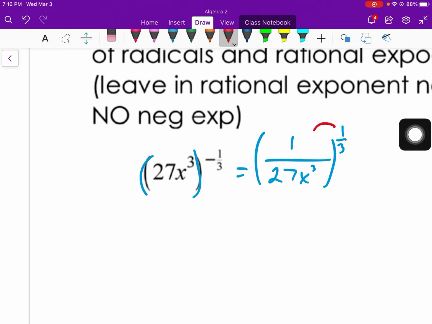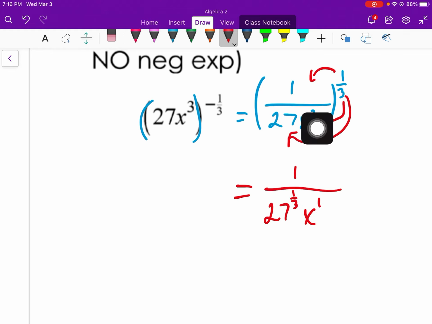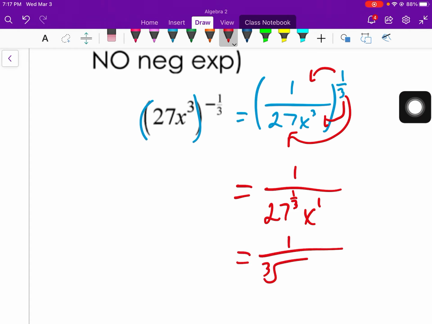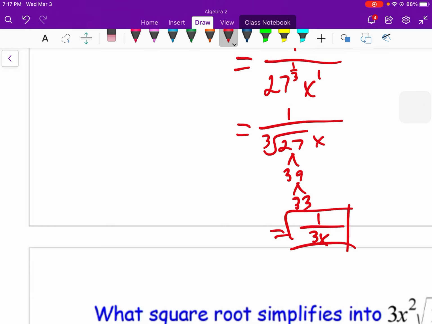Now we have a quotient to a power, so we can distribute the quotient to the top and the bottom. 1 to the 3rd power would still be 1. We'd have 27 to the 3rd power and x to the 1st, because it'd be 3 times a 3rd. 27 to the 3rd is the same thing as the cubed root of 27. So we need 3 factors. These should start to look familiar. So we have 3, so that's 1 over 3x. That's how this one will simplify.